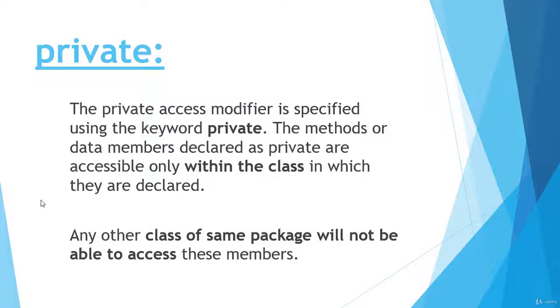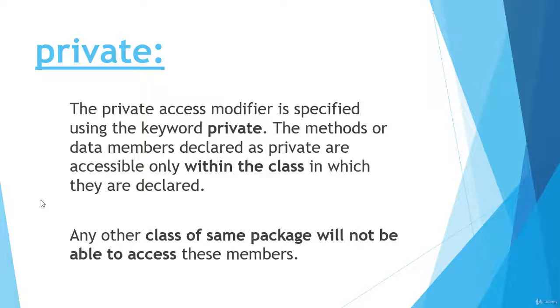Next we have the private access modifier. This private access modifier is specified using the keyword private. The methods or the data members declared as private are accessible only within the class in which they are declared. Any other class of the same package will not be able to access these members.